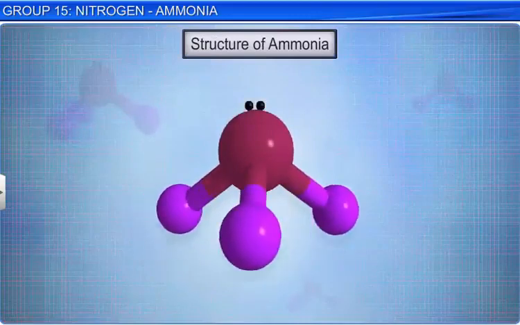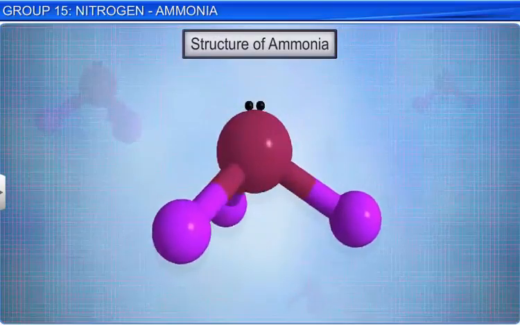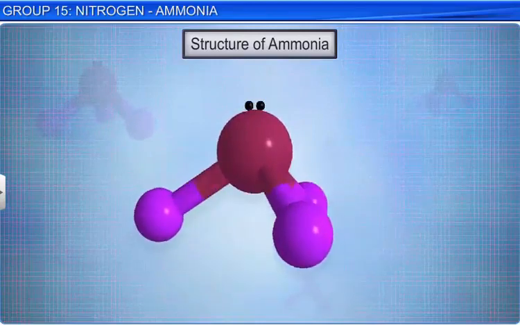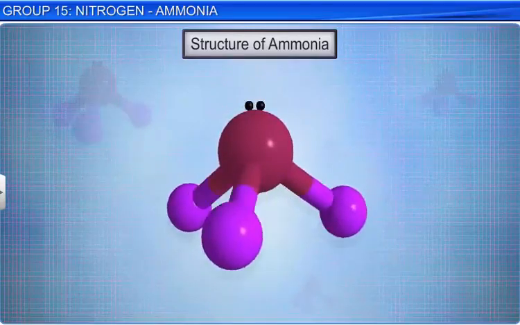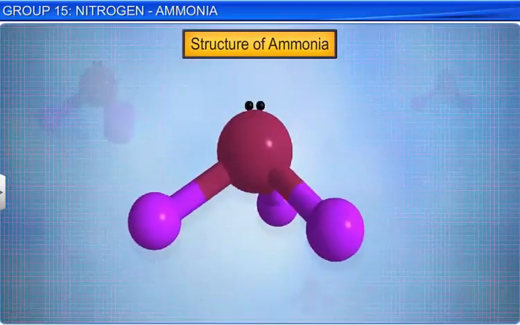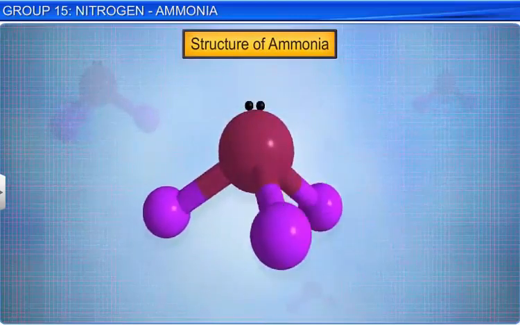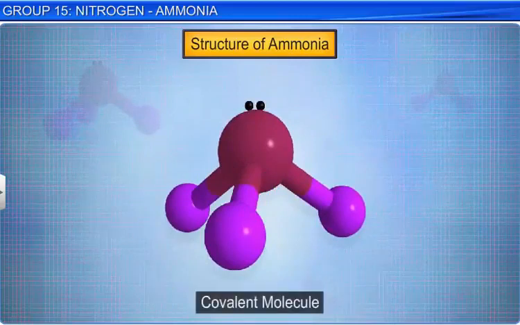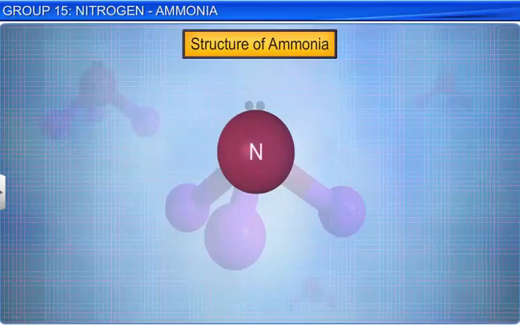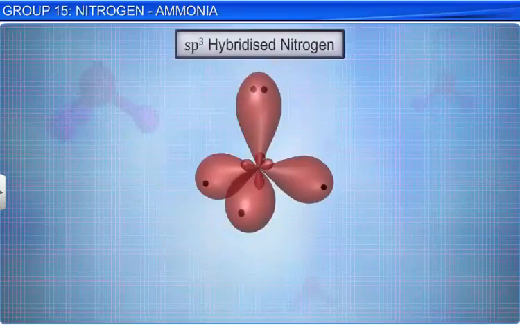You know that the structural aspects of a molecule justify most of its properties. Now let us take a quick look at the structure of ammonia. You know that ammonia is a covalent molecule. The central atom in ammonia is nitrogen, which undergoes sp3 hybridization.